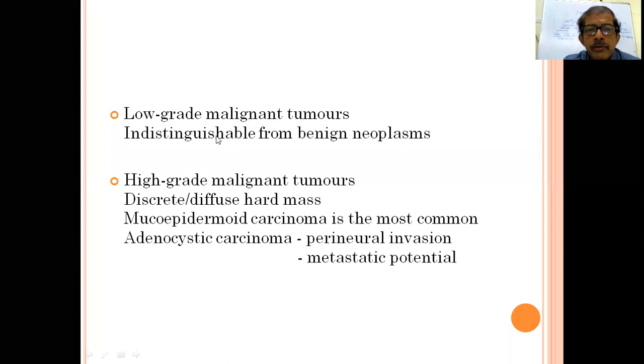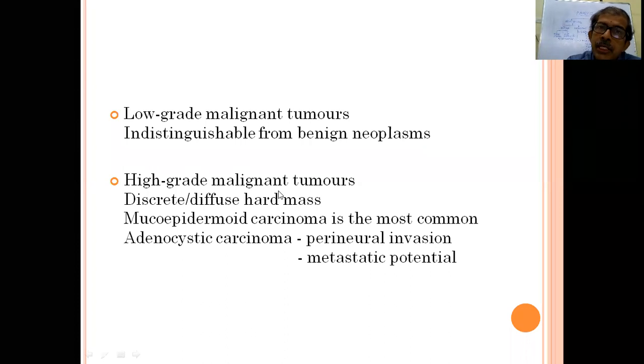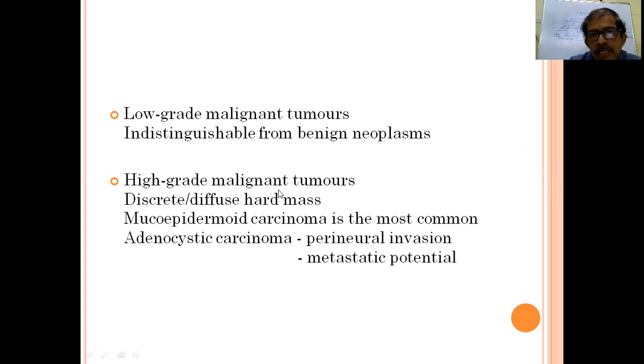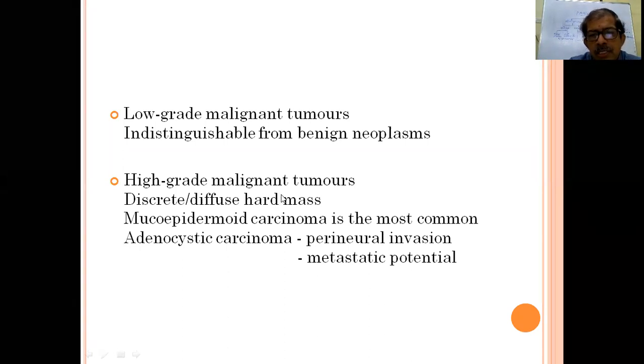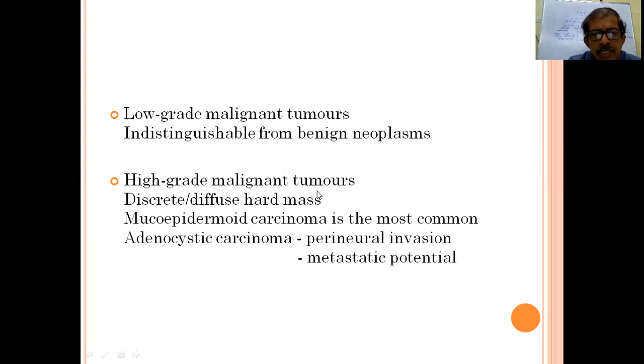Low grade tumors are not very different from benign neoplasms. So you cannot distinguish a low grade carcinoma from a pleomorphic adenoma. Only the pathologist will tell you after FNAC. Whereas with high grade, the difference is they are either a diffuse or discrete hard mass. Pleomorphic adenoma typically is variable in consistency, that is rubbery, and even cystic areas may be there. Whereas malignancy is mainly hard in consistency.